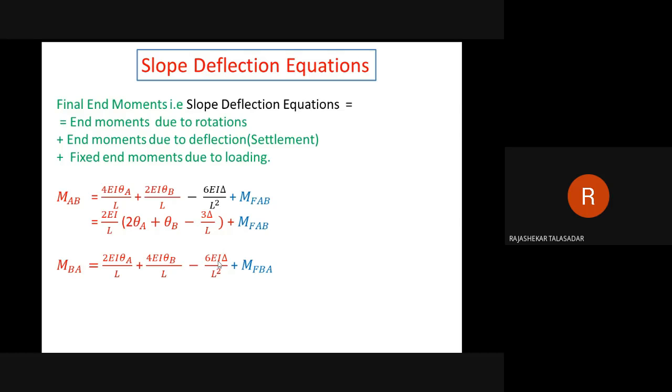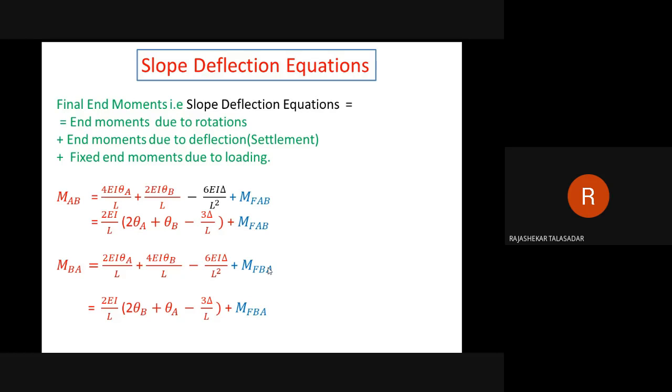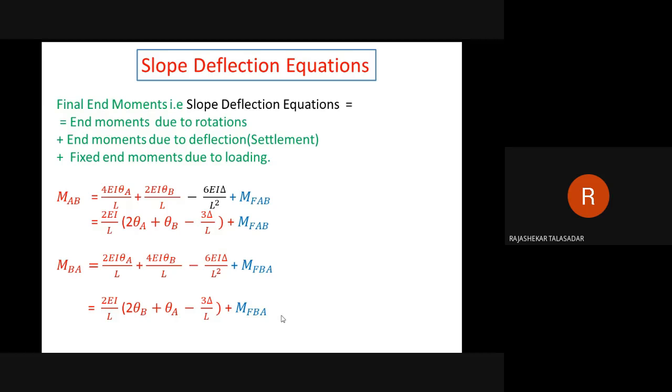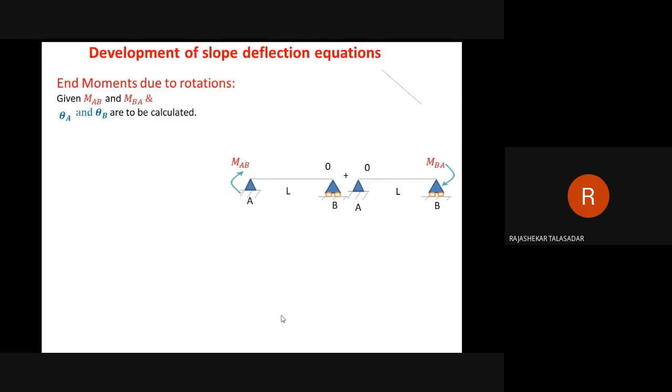This is the moment due to settlement. This is the fixed end moment. And if you simplify that, you are going to get 2EI by L, 2 theta B plus theta A minus 3 delta by L, plus the fixed end moment. So now we have already derived the first two terms, that is the end moment due to rotations. Right? I will brief it again.